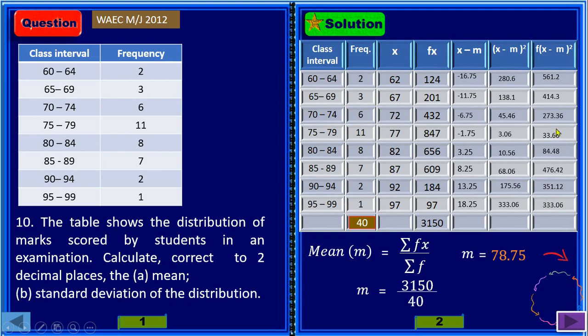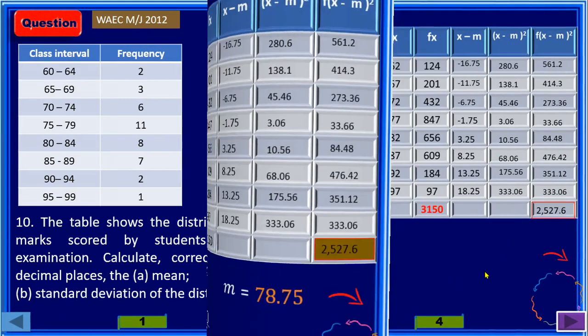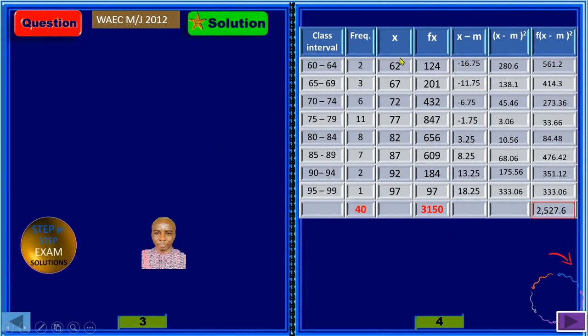We need the total, so we use a calculator. We add this and add down to the end. The total will give us 333.06. So now with this total, we are ready to calculate the standard deviation. So now we move to the next slide. Now we repeated the table so that we can carry out the calculation here.